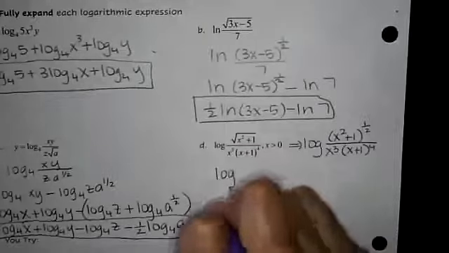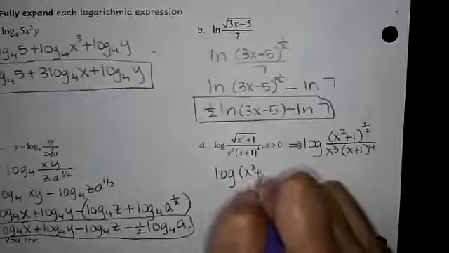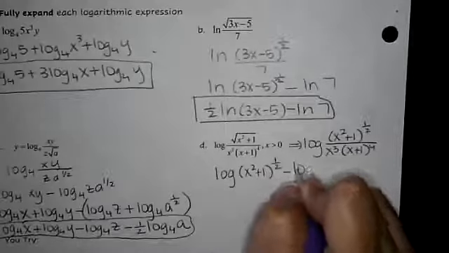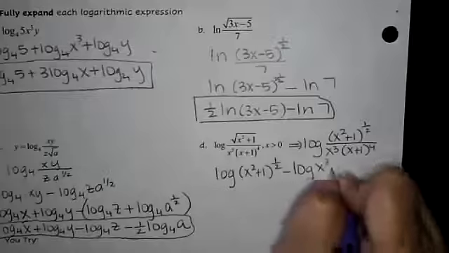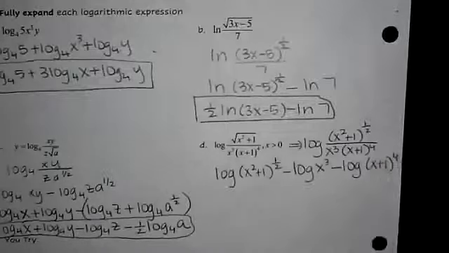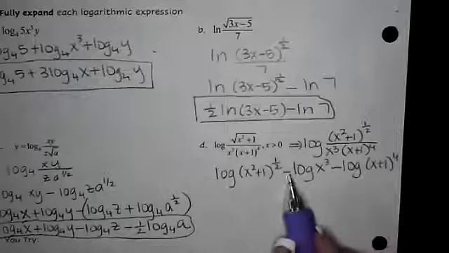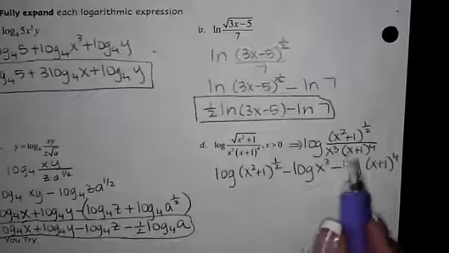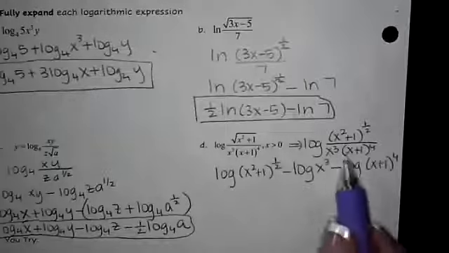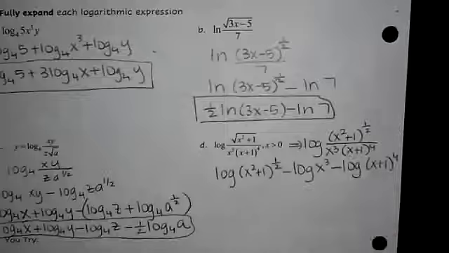So we get log of x squared plus 1 to the 1/2 power minus log of x cubed minus log of x plus 1 to the 4th. I did that one all in one step to show you they are both minus since they're both in the denominator, even though these two were multiplied, because we know it's going to distribute.